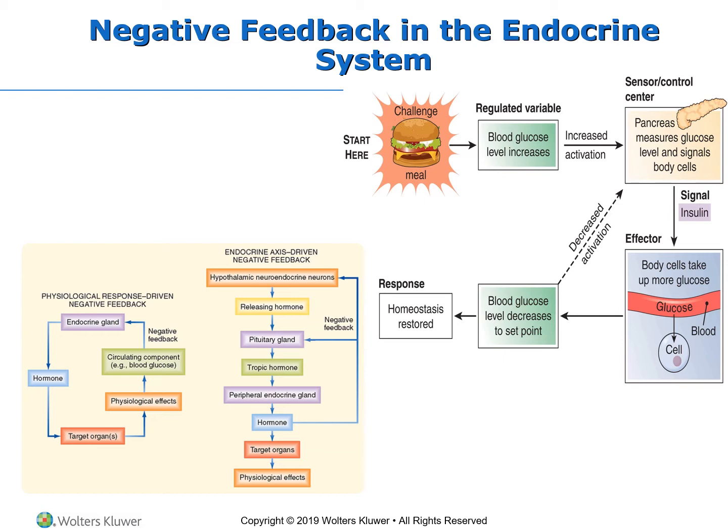And as a result of the physiological effects, some values, some elements in our body will change. Most of the time, those changes in our body will be circulating. And because they are circulating through the bloodstream, they will reach back the endocrine gland, and through what is called the negative feedback loop, they will stop the endocrine gland from producing the hormone, and thus stop the overstimulation of the target organ.